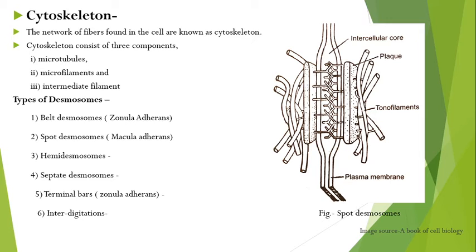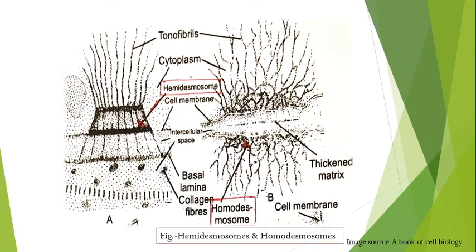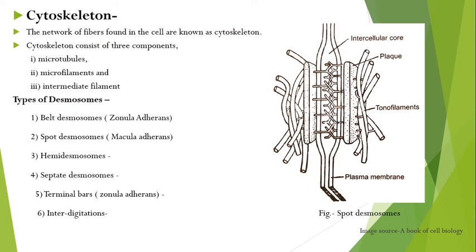So next is the terminal bar or the zonula adherens. The terminal bar is also known as the intermediate junction.